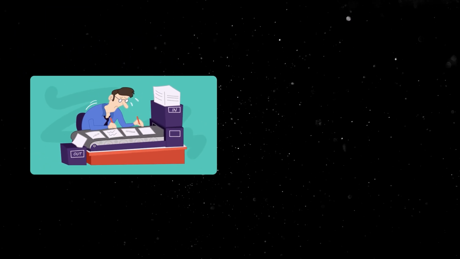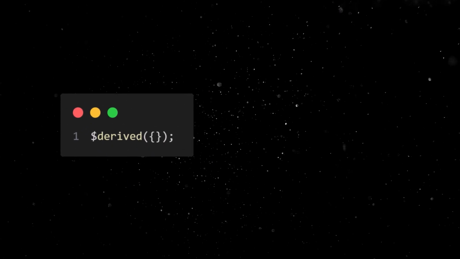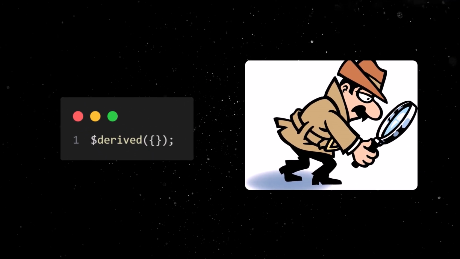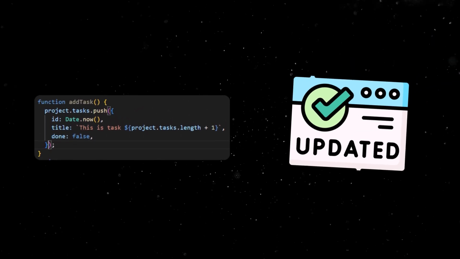You should never manually update a count variable inside your click handlers. Instead, you define a derived rune that watches your state. Whenever the dependencies, in this case the tasks array, change, the derived value recalculates automatically. It is highly optimized and only runs when necessary. Let's see the code example.